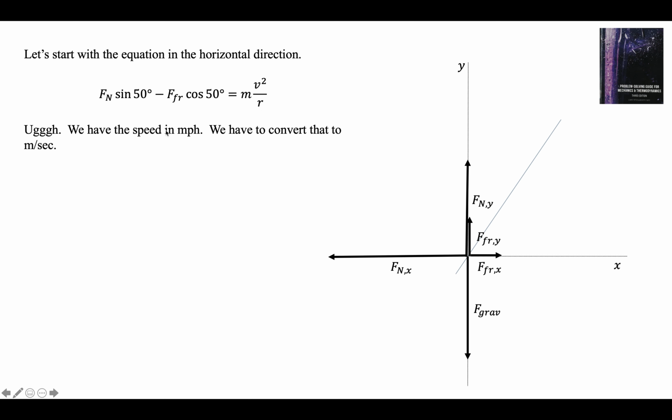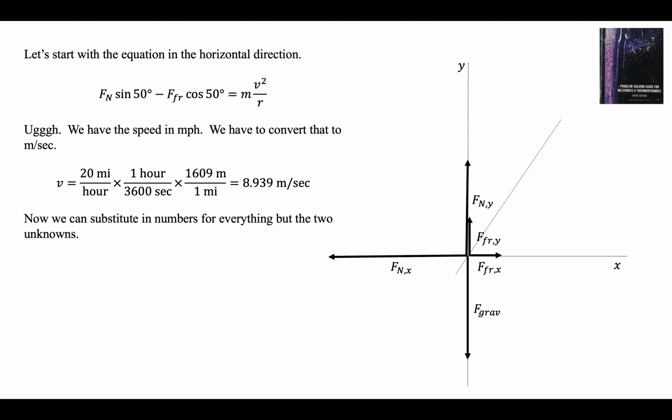And our speed's in miles per hour, 20 miles per hour. We have to convert that to meters per second. So let's do that. 1 hour divided by 3,600 seconds, that's equal to 1. The numerator and the denominator are the same. 1609 meters equals 1 mile. That's another fraction that's equal to 1. So we multiply 20 miles per hour by 2 fractions equal to 1. This is the same as 20 miles per hour because we just multiplied by 1 twice. It's just expressed in different units. So 8.939 meters per second. Now we have everything but the two unknowns, Fn and F friction.